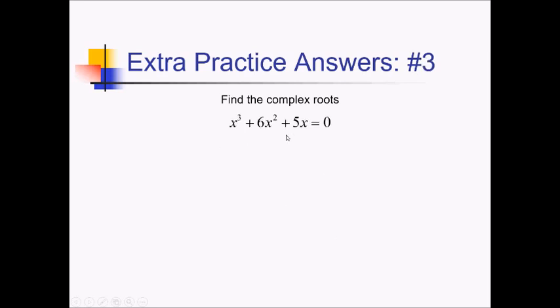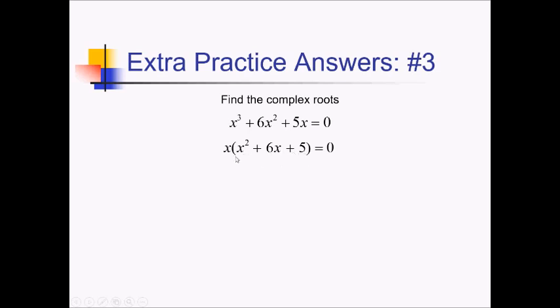For this one, as always, we try taking out a common factor in the beginning. Looks like I can take an x out of all these. So that leaves me with an x squared plus 6x plus 5. And now this quadratic inside here, it looks like I can factor that. So factors of 5 that add up to 6, there's not a whole lot to choose from. We have 1 and 5, and fortunately that works.